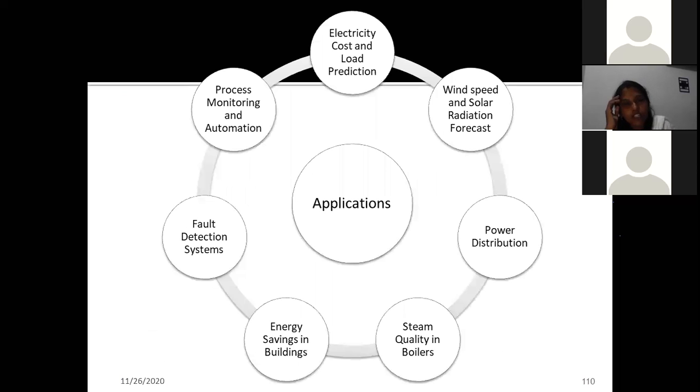And these are some project ideas based on the electrical domain which utilize deep learning techniques. If faculty members are working in solar radiation or solar energy prediction, we can apply deep learning, wind speed and solar radiation, power distribution. Then in grid management, smart grid management, recently researchers are also working with deep learning, electricity cost and load prediction, process monitoring and automation, fault detection systems, energy savings in buildings. Everywhere you can find out the use of this particular technique.